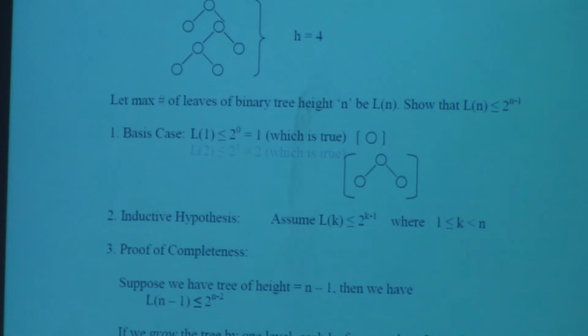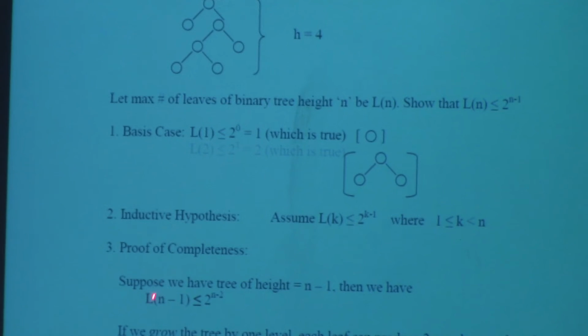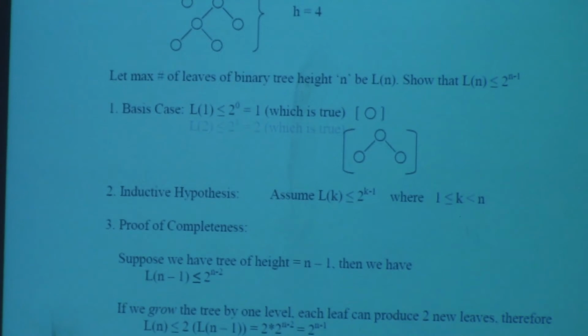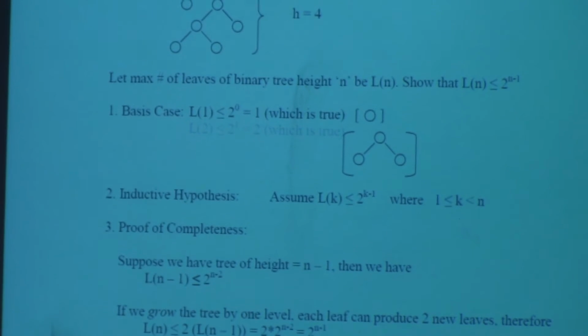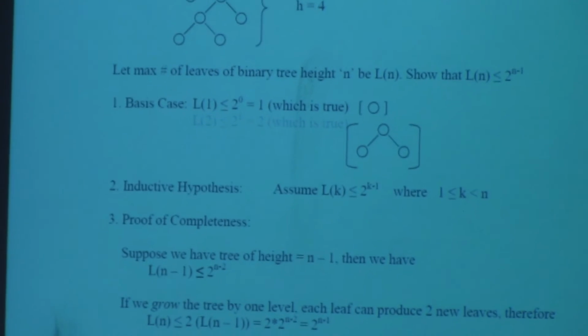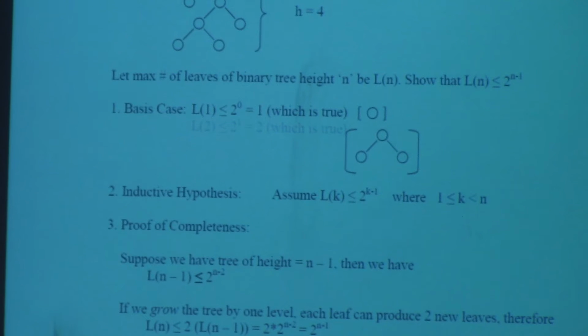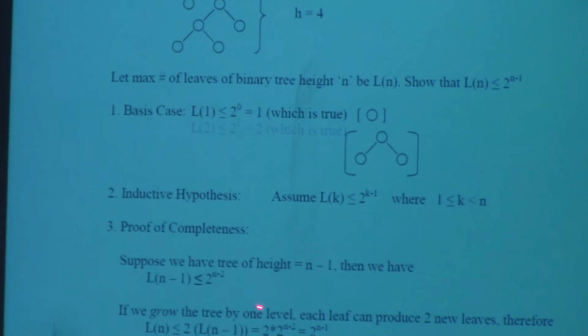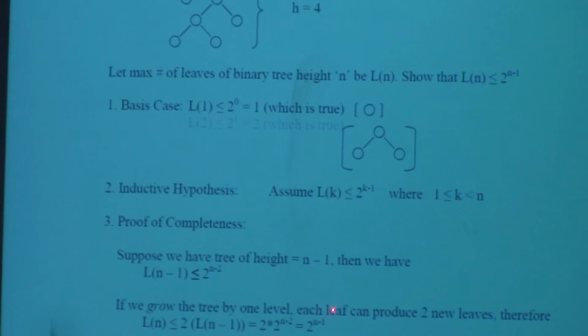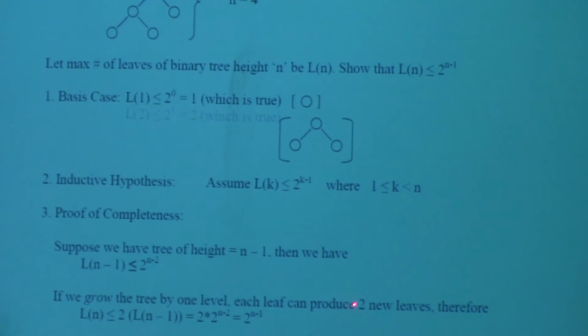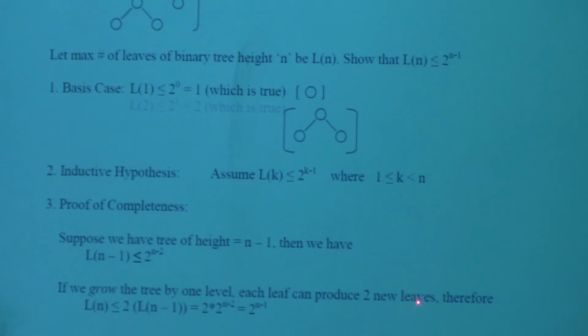So now, how do we transform this tree of height n minus 1 to a tree of height n? Well, we need to add a level. And we can add a level to every single leaf node. So therefore, we're going to grow the tree by 1 level, and each existing leaf can produce 2 new leaves.